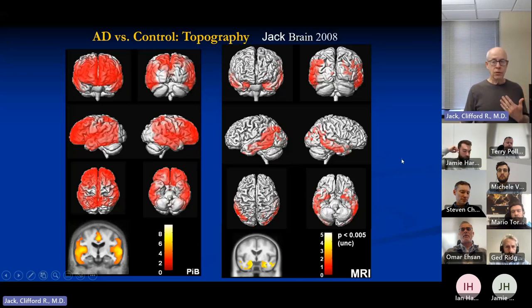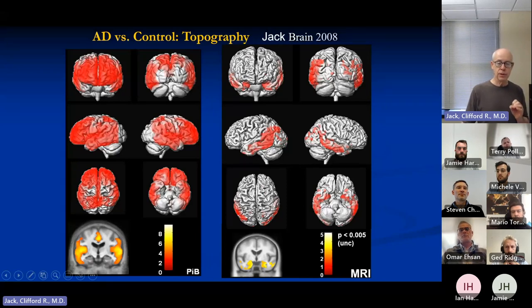Now, when we get to the issue of topography, these are maps created many, many years ago. These are PIB maps and VBM maps contrasting people who are cognitively normal versus people who are fully demented. You can see PIB on the left-hand side and MR atrophy on the right-hand side. These are all people who clinically had a progressive, predominantly amnestic dementia. So if you look at the picture on the left, if there was a direct topographic relationship with the driving neuropathology, i.e. amyloid plaques, you ought to see a lot of atrophy in the medial temporal lobe, because that is the dominant phenotype these people present with. And what you see is the exact opposite.